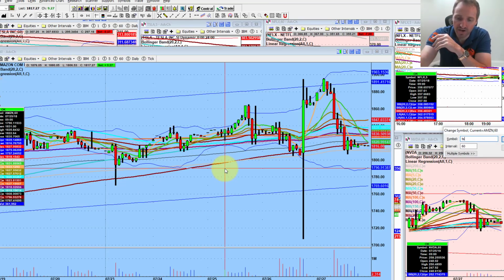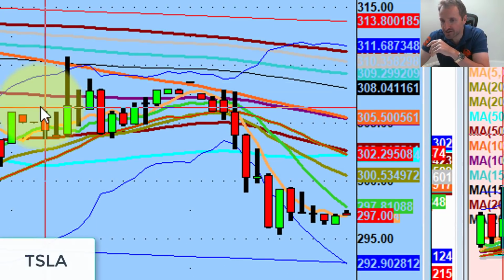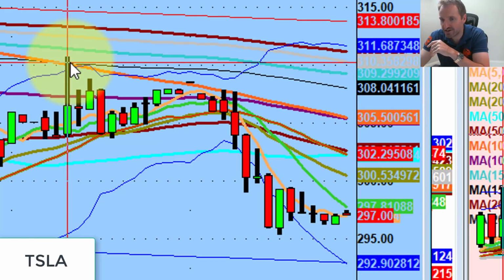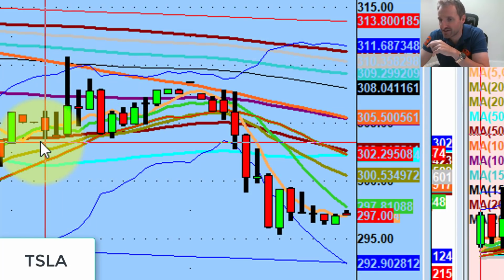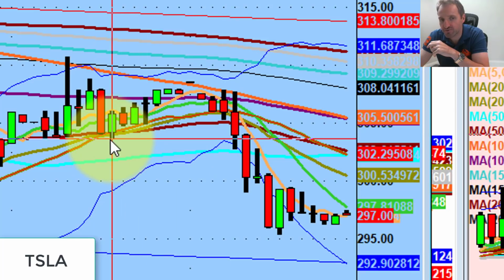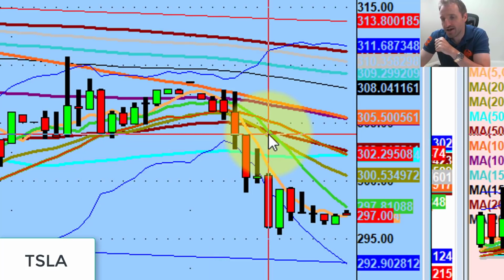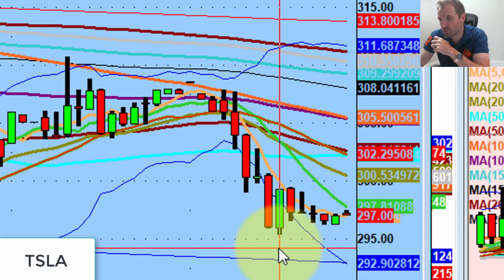Here's Tesla, right? So the upside right here was 310.70, so we rounded it off to 311. The downside, this whole range over here, was 303.50. Again, we rounded it down to 303. And once it broke, I mean, what's there left to say?